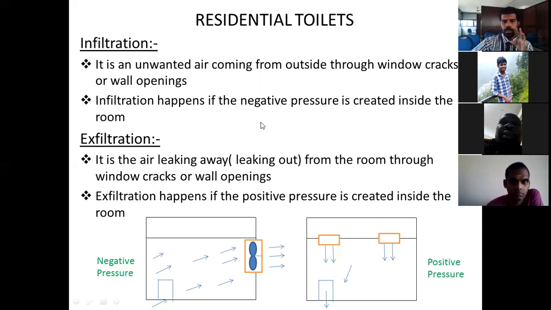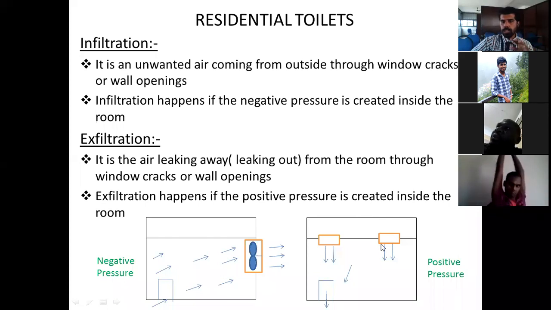That you understood. Okay. What is exfiltration? The opposite of it. It is air leaking out from the room through window cracks or wall openings. Exfiltration happens if positive pressure is created inside the room.